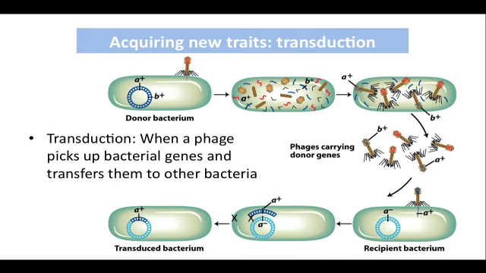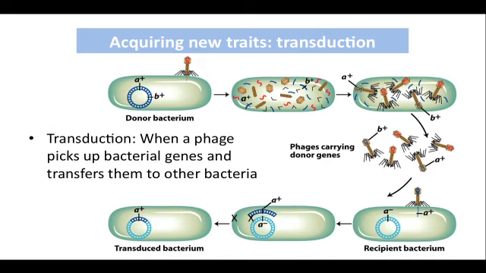So how does this allow bacteria to acquire new traits? As I said, it's important that sometimes when phages infect bacterial cells, depending on the type of phage, they break down the host cell chromosome. And when that happens, what the phage can do is accidentally pick up some bacterial genes instead of its phage DNA and then pass them on to another bacterial cell.